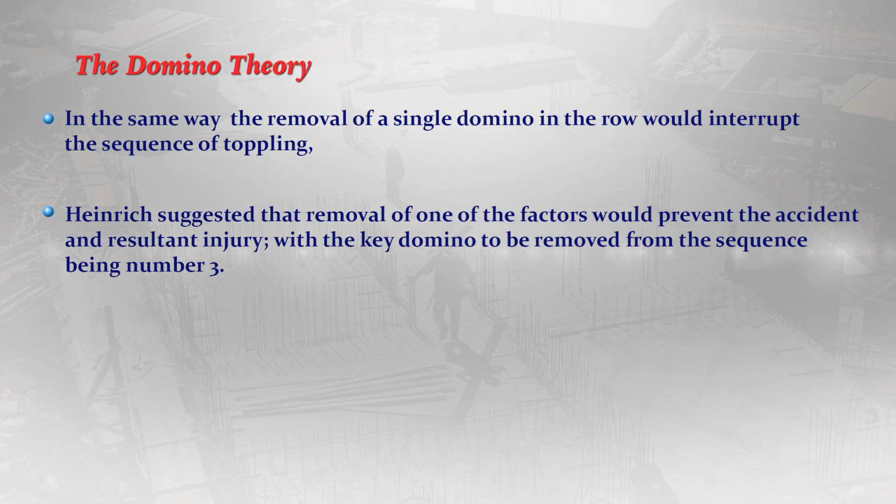Heinrich suggested that removal of one of the factors would prevent the accident and resultant injury, with the key domino to be removed from the sequence being number 3. Here you look at which one is number 3. That is the unsafe act. From the top, number 3 is the unsafe act. So if you remove this domino from this sequence, means the person is not doing anything unsafe, no unsafe act is being done there, so you can avoid the accident and thereby injury to the employee.